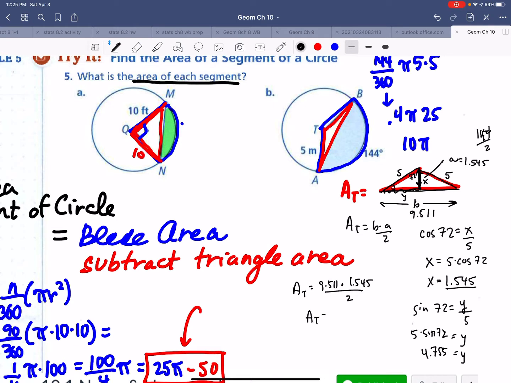Okay, so the area of a triangle, I get 7.347. And what was the area of my blue part? 10 pi. So my answer would be the area of my segment of a circle would be my 10 pi, take away 7.347. So that would be 31.4, take away 7.347.